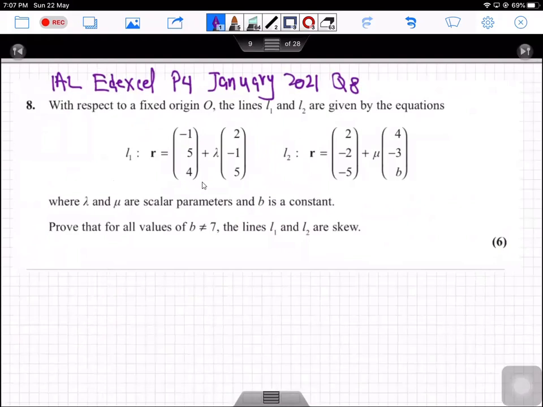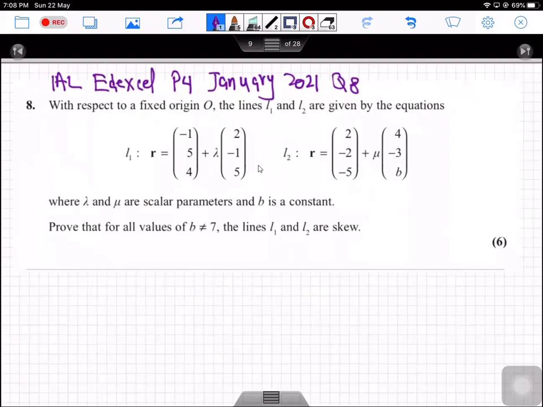It says that with respect to a fixed origin O, the lines L1 and L2 are given by the equations. L1: r equals (-1, 5, 4) plus lambda times (2, -1, 5), and L2 equation is r equals (2, -2, -5) plus mu times (4, -3, b), where lambda and mu are the scalar parameters and b is a constant. b is unknown over here. Prove that for all values of b not equal to 7, the lines L1 and L2 are skew.